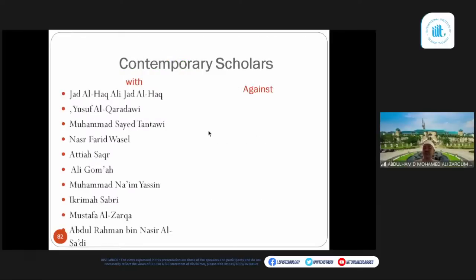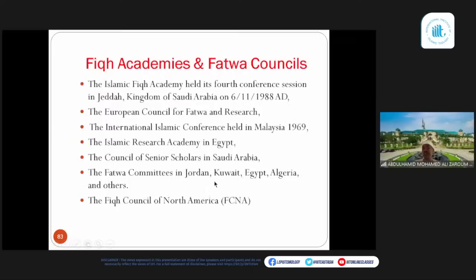Among the scholars who have agreed or those who are in favor of organ donation, if there is a necessity, Jad al-Haq, Ali Jad al-Haq, the Sheikh al-Azhar, I think 20 years ago, rahimahullah, Yusuf al-Qaradawi, who has recently passed away, rahimahullah, and some others, Sayyid Tantawi, also Mufti Jamhuriya of Egypt, Nasr Farid Wasil, Atiyah Saqr, Ali Jum'ah, Mustafa Zarqa, and so on and so forth. Those who are in favor of organ donation, because we need it nowadays.